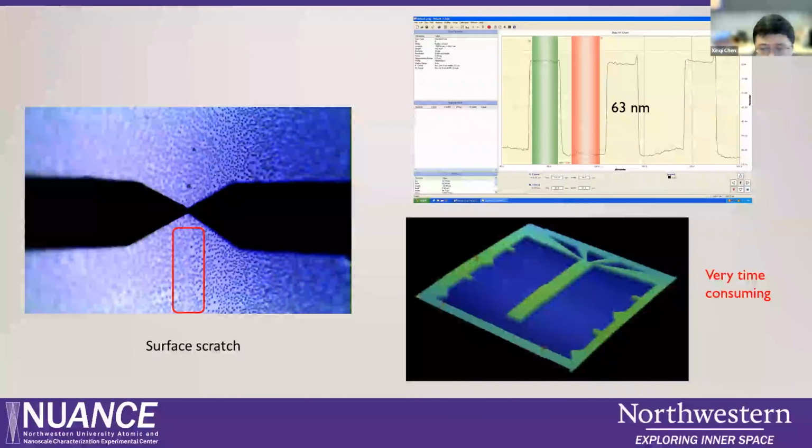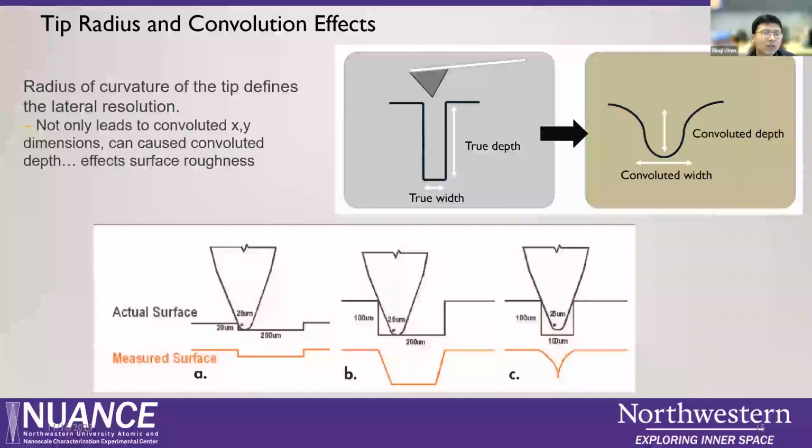Okay, so on the next slide, I will show some artifacts that can occur if your feature is like this. If you have a very deep trench, you can see the tip cannot reach the bottom, and then it gives you a width and depth that are all compromised, and that is not real. So, yeah.